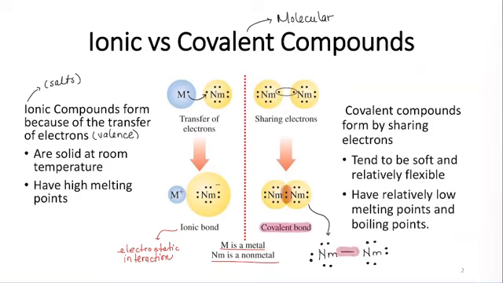Now, covalent compounds, on the other hand, tend to be soft and relatively flexible. And when we compare them with ionic compounds, they have lower melting points and also boiling points. Now, covalent compounds, as you guys will see throughout the rest of the semester, right here we are illustrating binary covalent compounds, which means that we have two nonmetals, but in covalent compounds, you can have more than two nonmetals coming together.